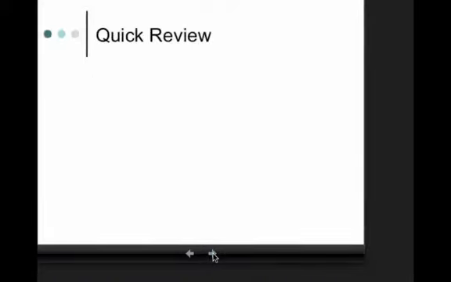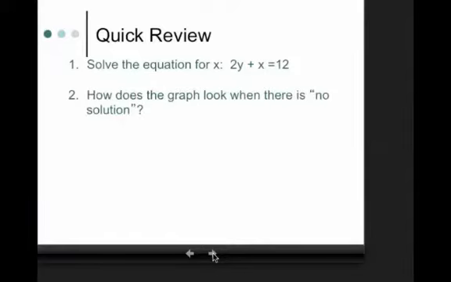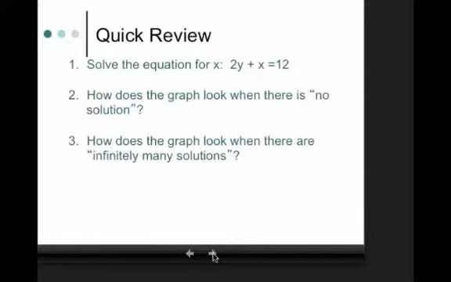All right, so quick review. Here are some questions. Number 1, solve the equation for x. Please be mindful that it says x, and the equation is 2y plus x equals 12. So it needs to be x by itself. How does the graph look when there is no solution? This is one of our 3 types we talked about yesterday. And what does it look like if there are infinitely many solutions? All right, so pause the video and think about 1, 2, and 3.